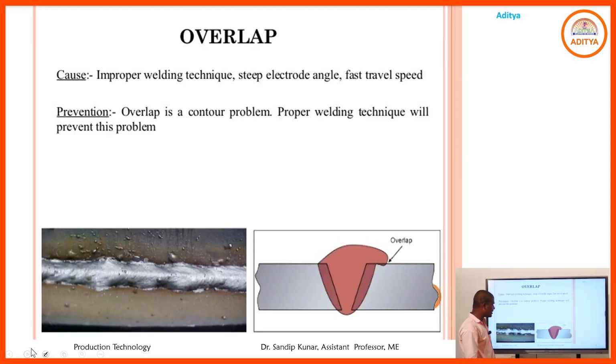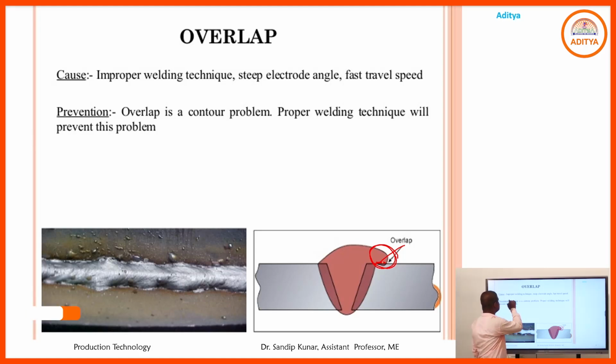Overlap. What is the overlap problem? When we are doing the welding, sometimes extra weld pool has been deposited. That is the overlap area. Here we see that extra molten metal has been accumulated or stored on the extra surface. That type of problem is the overlap problem.